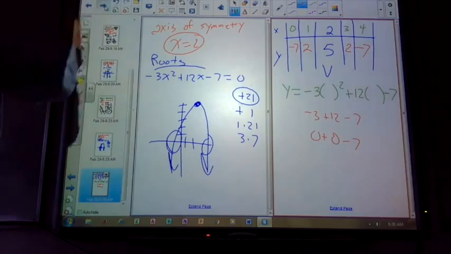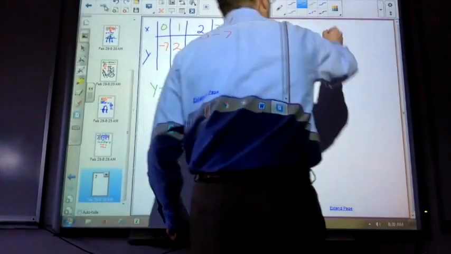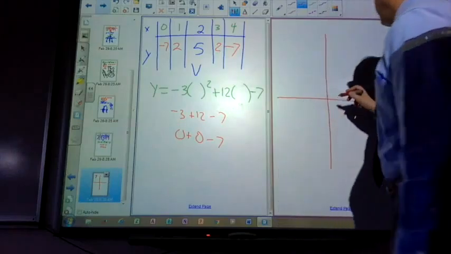All right, one more board. Let's see what we can do. Let's graph this. I'm at 2, 5.